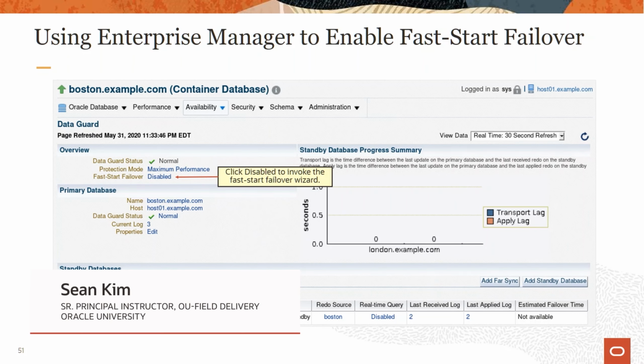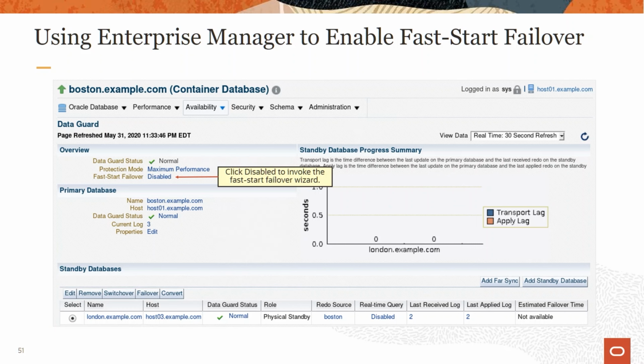Okay, so now let's take a look at Enterprise Manager, the DataGuard homepage. We can enable fast start failover. The screenshot in the slide shows fast start failover. The current status is disabled. And also maximum performance, and you can change it to maximum availability or maximum protection. And also we have a standby database. This could be a candidate of a fast start failover target.